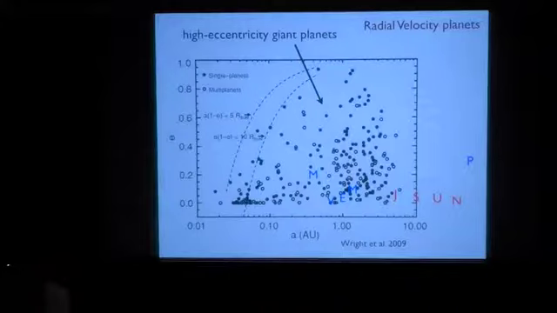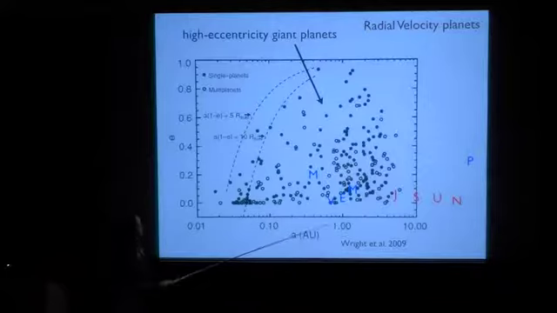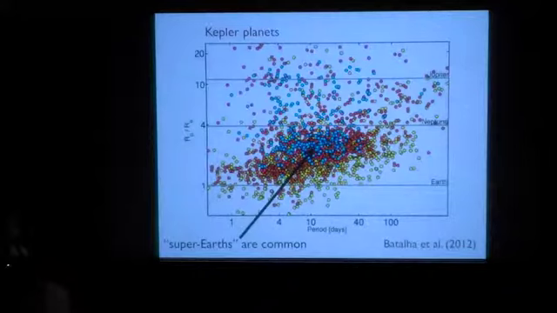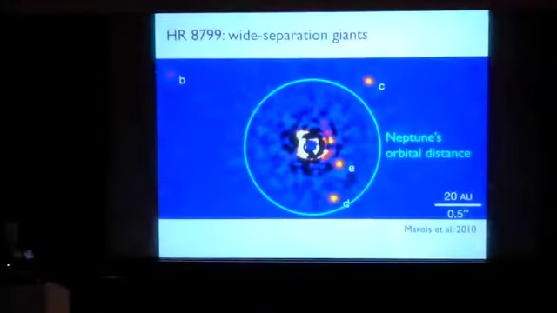Okay, so now let's look at the exoplanet data. And of course, it doesn't fit in with this picture. So let's just recall a few of the key results that we have so far. From the radial velocity data, here this is semi-major axis and eccentricity, we have a ton of high eccentricity giant planets. We don't see that in the solar system. From the Kepler data, we see a ton of super-Earths or mini-Neptunes on very short period orbits. We don't see that in the solar system.